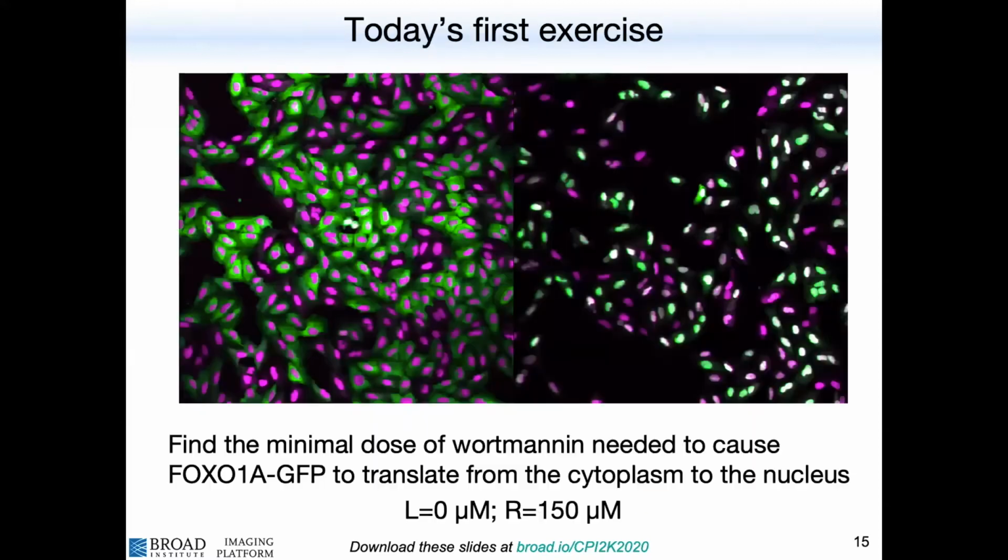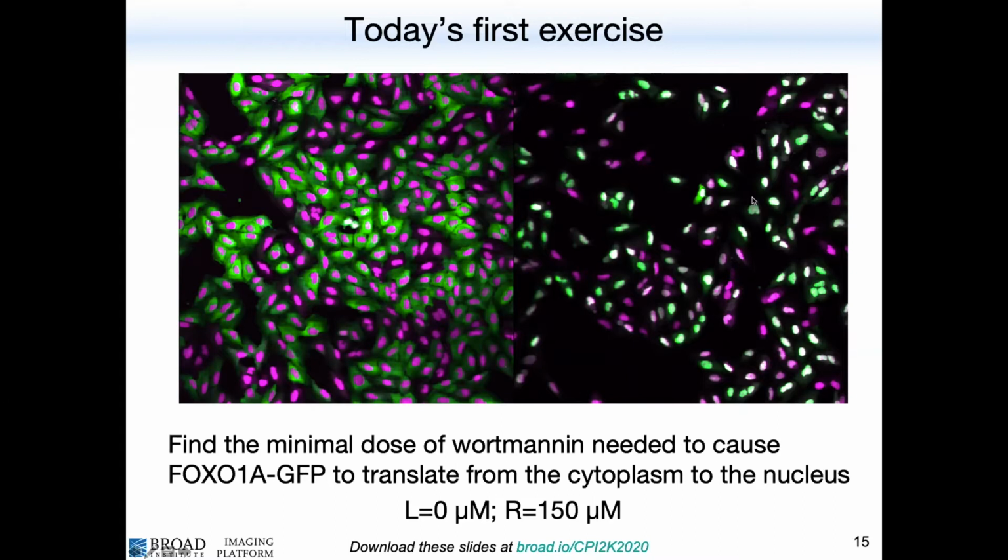Okay, now let's start and think about what we are trying to do in today's first exercise. This exercise is from real data, from a real experiment. And the main question here is how much drug, in this case wortmannin, is needed to cause translocation of this green GFP signal, which is a translocation factor, from cytoplasm to nucleus.